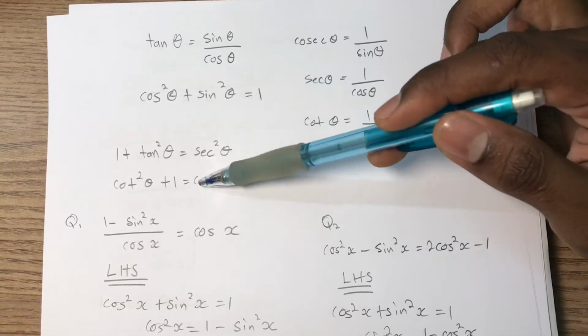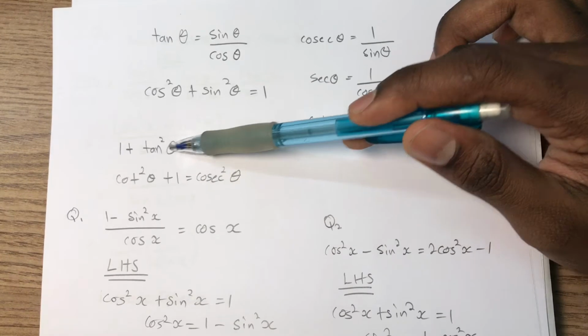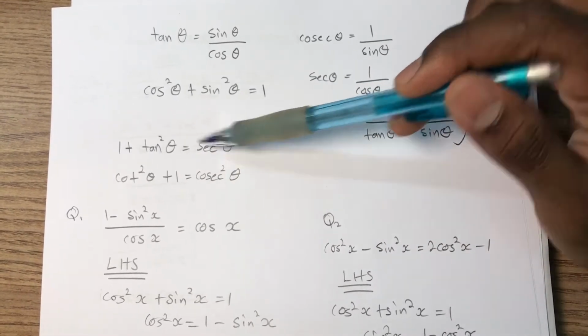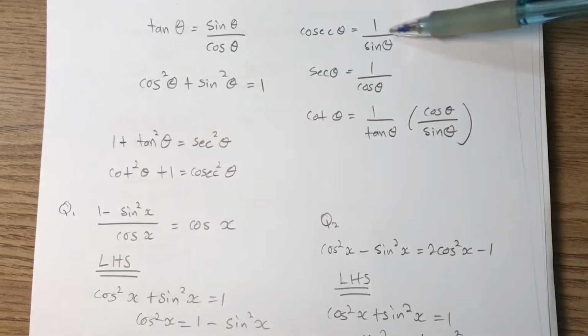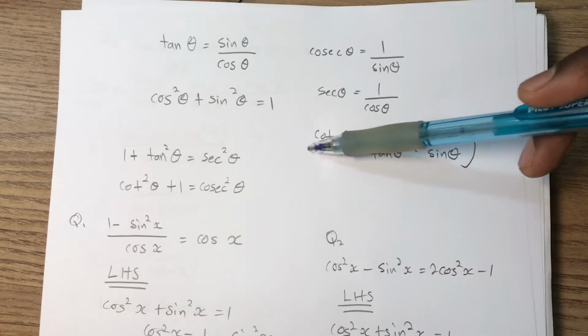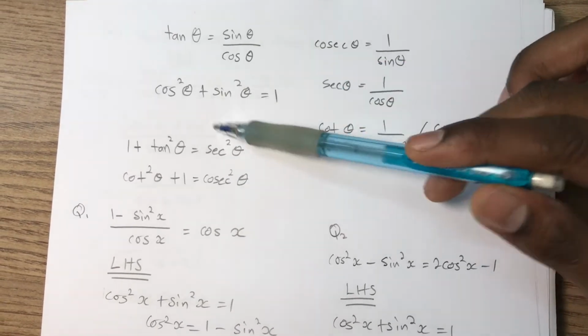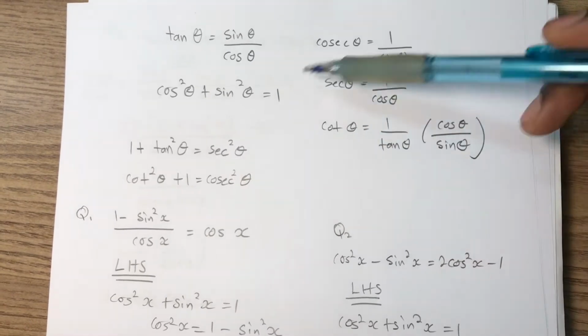And then we have another three more formulas. Cos square theta plus sine square theta is equal to 1. 1 plus tangent square theta equals secant square theta. And cotangent square theta plus 1 equals cosecant square theta. Of course, just saying these formulas won't do any good. We need to know how to utilize them in proving identities. All these formulas are the fundamentals for you to solve proving identity problems.